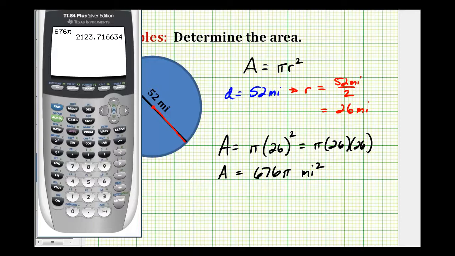Now I do want to show you that if you round pi and then multiply, you may have more of an error. So if you're told to use 3.14 for pi, we'd have 676 times 3.14. And notice how here the value is less. And again, that's because when we use the pi key, we're using more decimals for pi, and here we're only using 3.14. So it's important to read the directions on the question to see what value they want you to use for pi. By using the pi key, we have a more accurate value, so we'll go ahead and use the approximate value of 2,123.72 square miles.